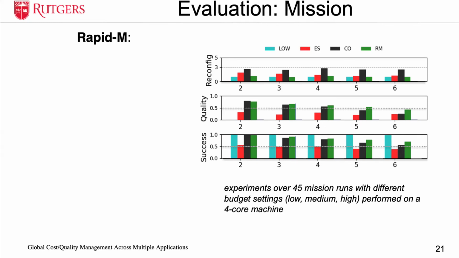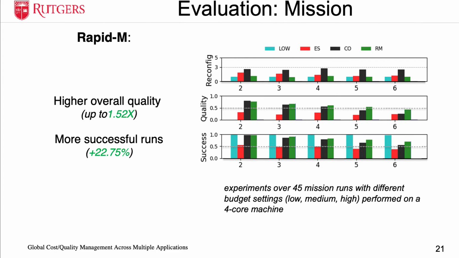This figure shows the average results of the traces where up to 2, 3, or 6 applications run together. We run the experiment on a 4-core machine, and overall, by using RapidM, more applications are able to be completed and achieve higher overall quality with less reconfiguration during the execution, especially when the system is busy.